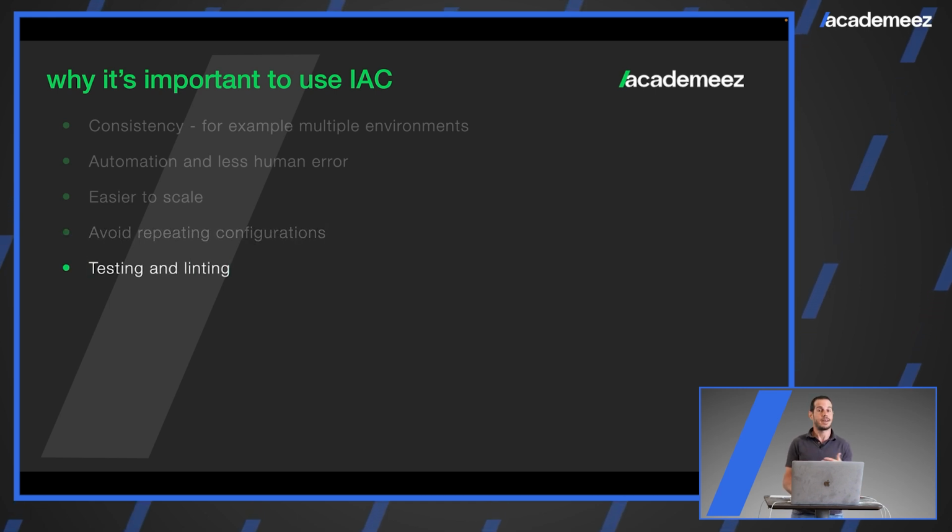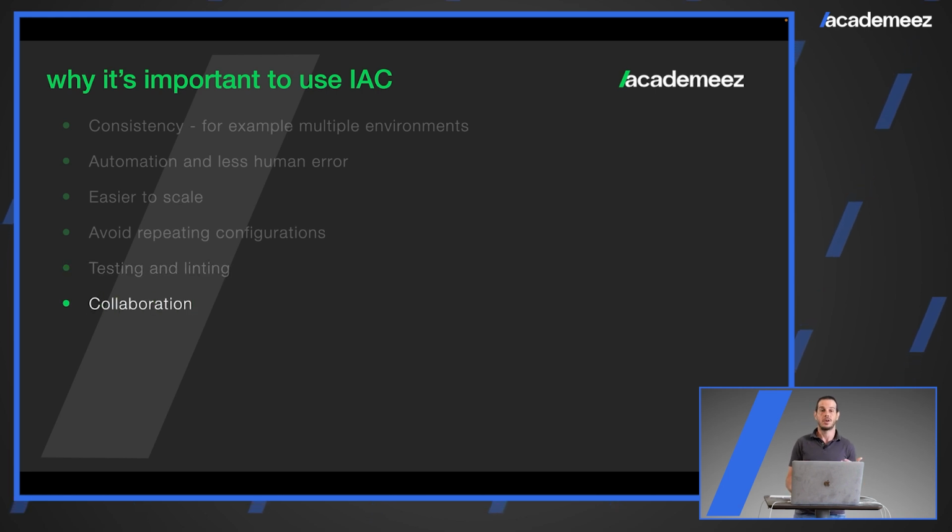We have testing tools for infrastructure as code and linting tools. You can collaborate on your changes. So you can show a team member the configuration changes in the infrastructure that you want to create. You can issue a PR. Other developers can see the changes that you made in your infrastructure.